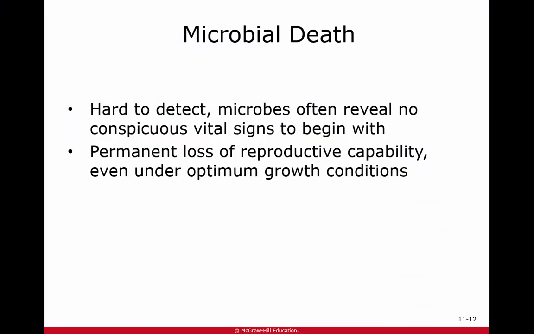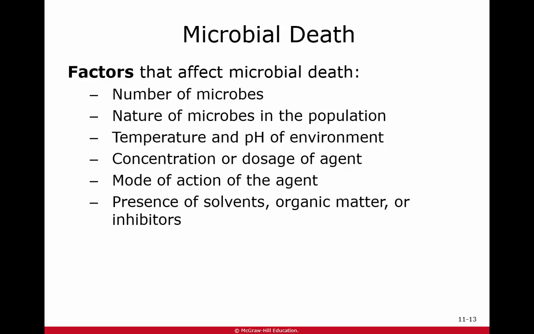Now, looking at destroying these and killing them, a lot of times they're hard to detect because you don't really even know they're there. But what we want to do is make them lose their reproductive capability. Even though they may be under conditions where they could continue to grow, we want them to not be able to reproduce. The factors that affect their death, of course, would be how many of them there are and the nature of the microbes in the population.